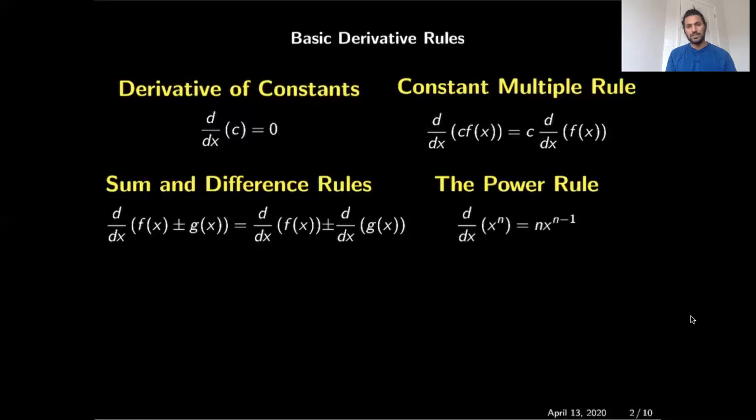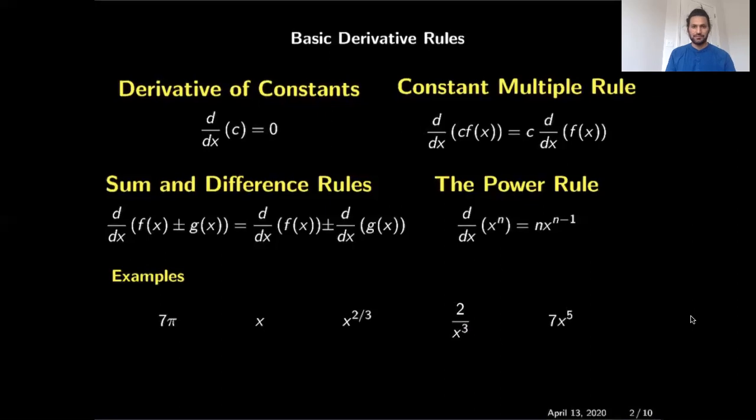And the fourth rule is a very powerful rule, which is called the power rule. If you have a power function x to the power n, then the derivative of that function is: you drop the power and you take 1 from the power. So these are the four basic rules which we need to calculate the derivative of any polynomial function. Let's use these rules on a few simple examples.